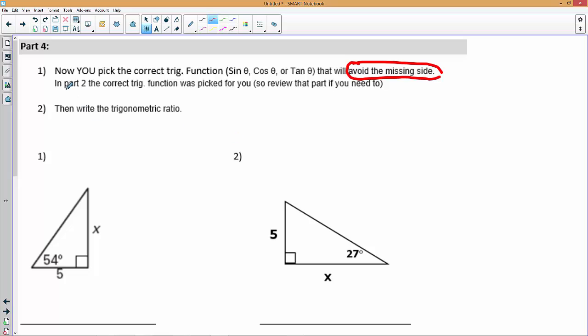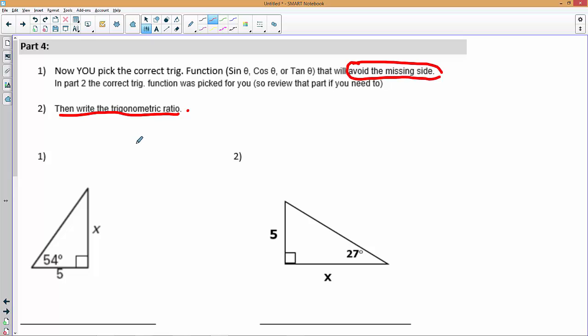You're just going to keep trying, okay? In part 2, the correct trig function was picked for you, so review that part if you need to as well. So yeah, this is very similar to part 2, okay? Then write the trigonometric ratio. So some of you picked it, and this really should say the trigonometric ratio. Well, it should say the equation, right?